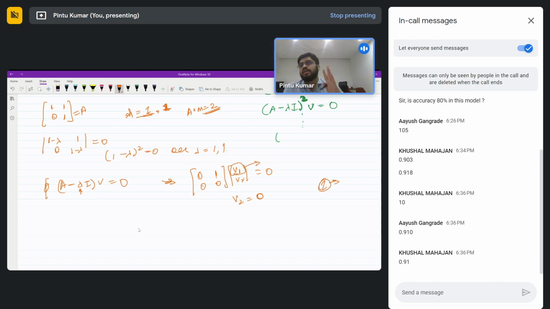That means how many linearly independent eigenvectors can you get corresponding to lambda equal to 1? You can get only one linearly independent eigenvector. So this is what I mean by not having a sufficient number of eigenvectors. That is, your arithmetic multiplicity becomes strictly greater than your geometric multiplicity. The number of times your eigenvalue occurs in your characteristic polynomial, you don't have that many independent eigenvectors.